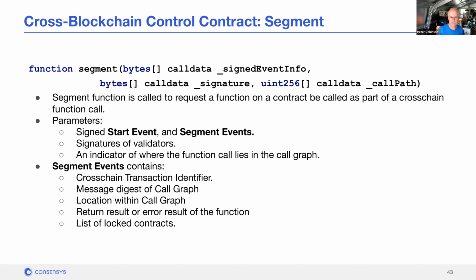So then the call graph gets executed and a segment event gets emitted. And you've got the cross-chain identifier gets emitted, so helping you know that this is part of that overall cross-chain call. And the message digest of the call graph, so that you can say that this is definitely the call graph that was executed, the location within the call graph that was executed, the return result or an error result if the function failed, and a list of locked contracts. So you may have locked some contracts whilst executing, and we'll talk more about locking soon.